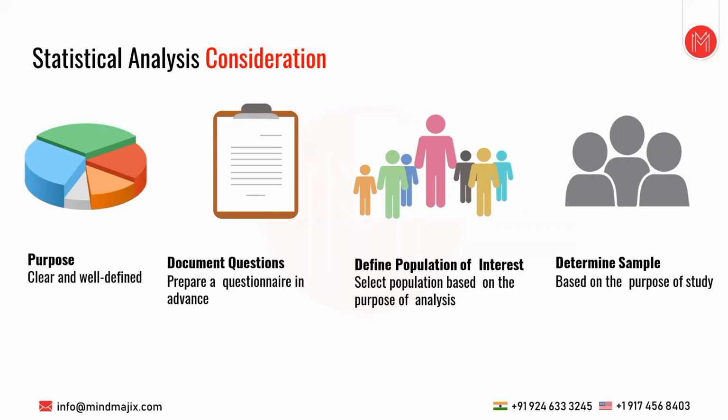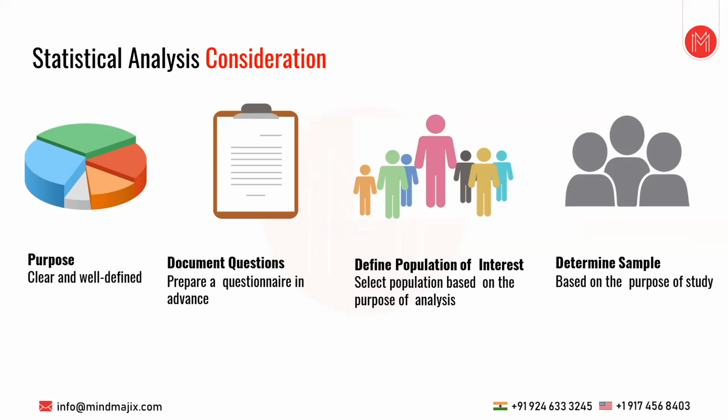Third thing is to define the population of interest. Select the population based on the purpose of analysis. And the last one is to determine the sample, based on the purpose of the study. So that's how we have to take on some statistical analysis considerations before the statistical analysis.